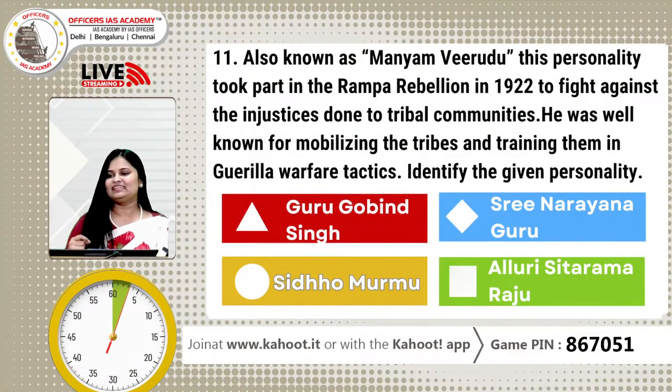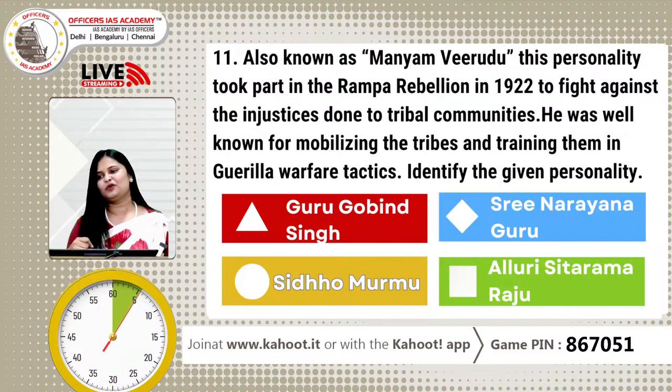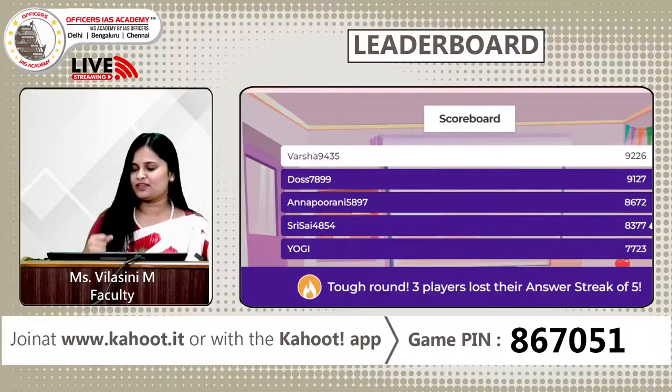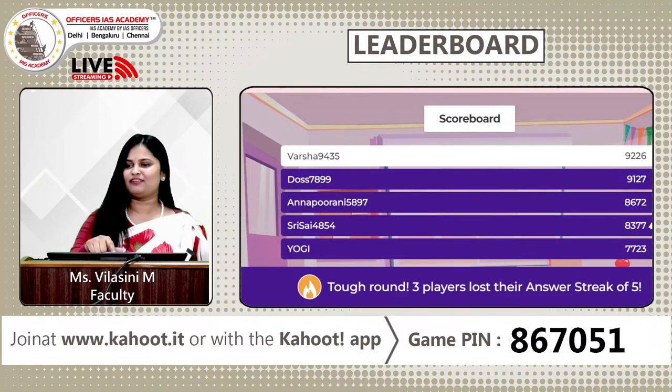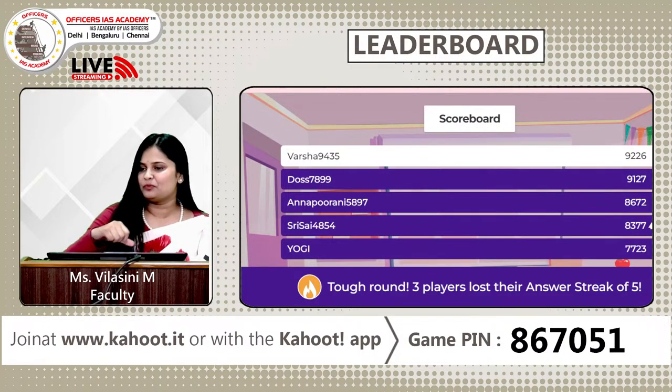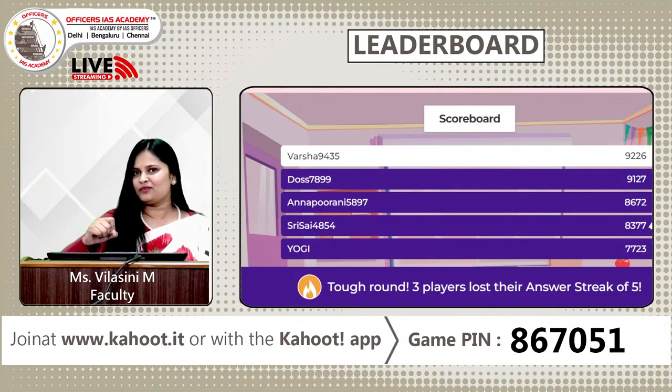So going by the leaderboard, have the tables turned? Okay, so Varsha, you continue to remain on top. You're holding on to your place firm and strong. Great. And below that we have Das, and after that we have Annapurni.